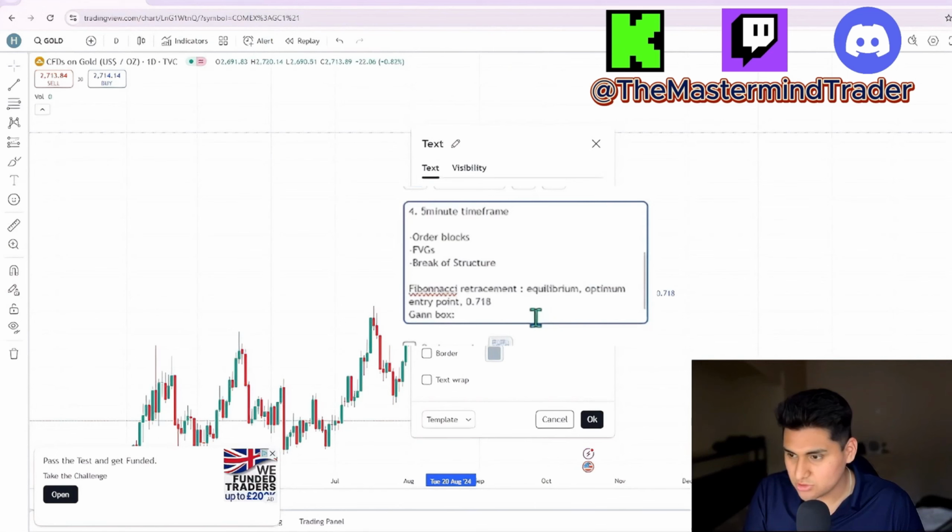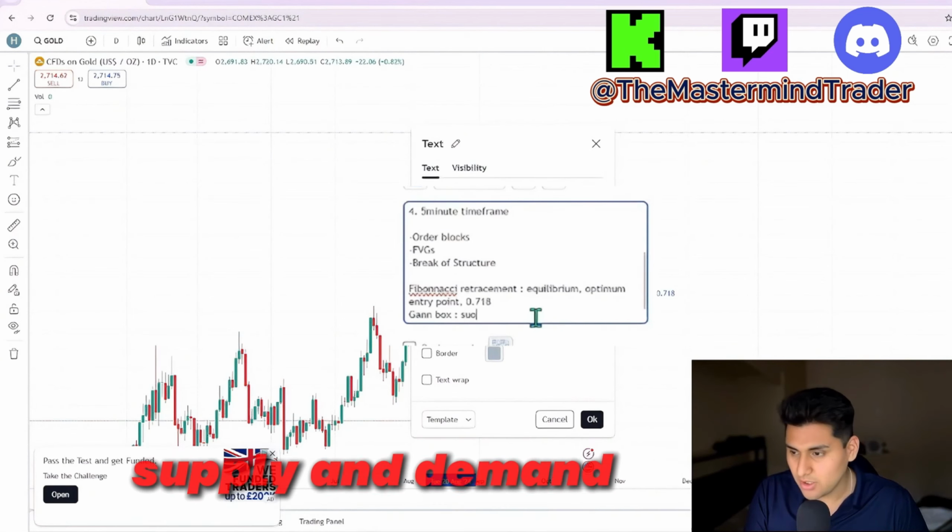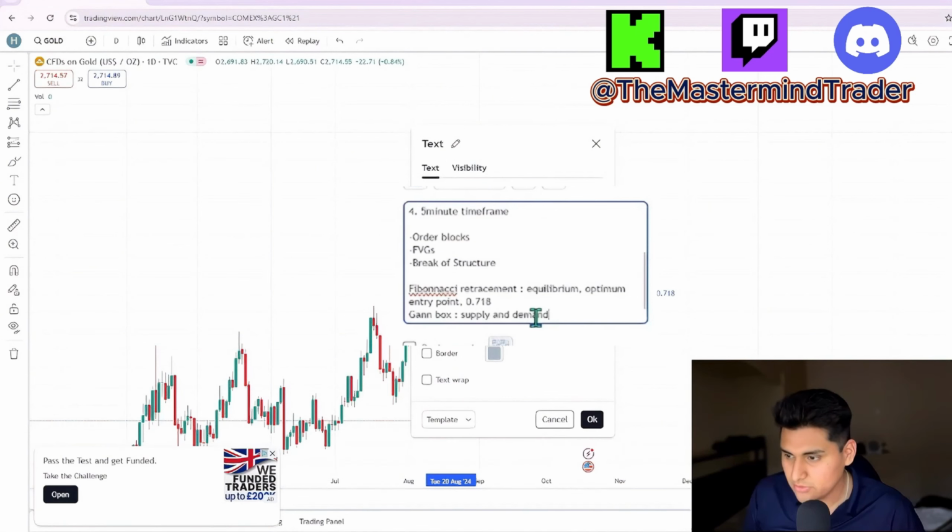And now with the Gantt box, I am looking for two things. With the Gantt box, I am looking for supply and demand. So are we in the supply zone or are we in the demand zone? Is the price currently overpriced or underpriced? And that's all I want to know when I use the Gantt box.